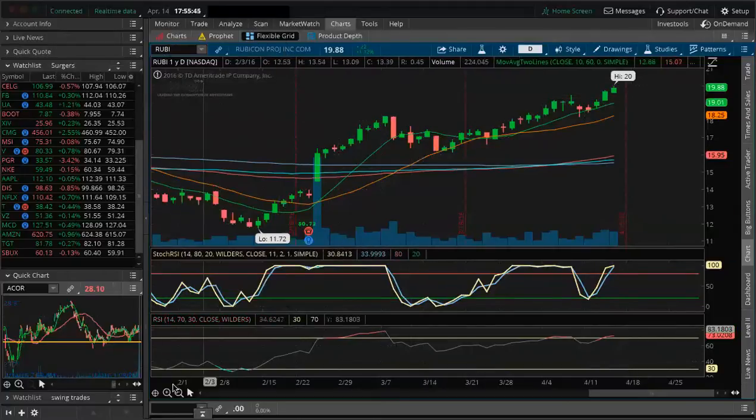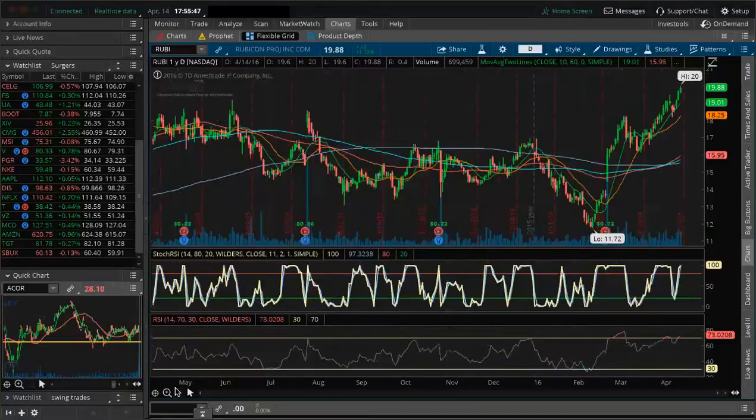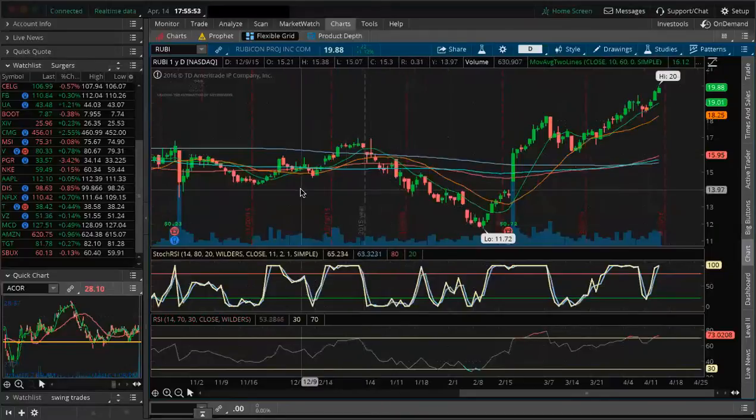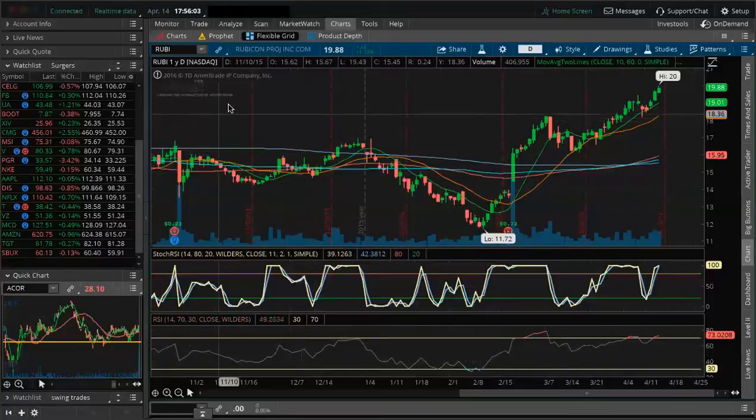Now, how to apply this to trend changes. This is what we care about. How to actually apply this, how to make some money. There are always some things you want to do. The first is you want to identify what a gap up is. Here's a gap up.